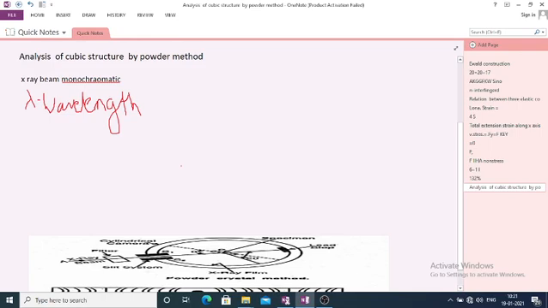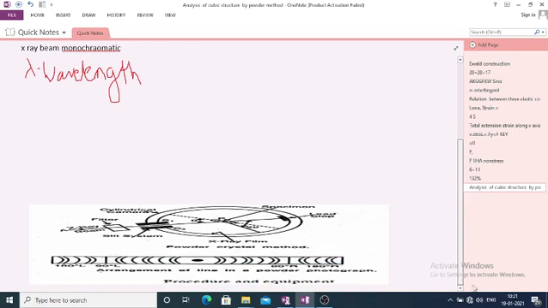This X-ray is incident on the cubic crystal. Suppose the X-ray of wavelength lambda is incident on your cubic crystal. Then diffraction occurs, and the diffraction pattern is recorded on the photographic film, which is seen like this structure. This is the diffraction pattern, which can be seen on a photographic film.